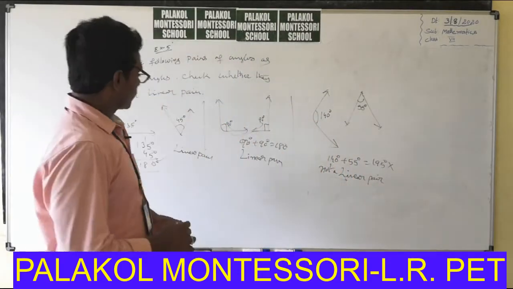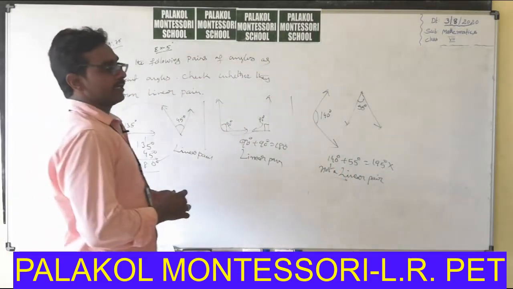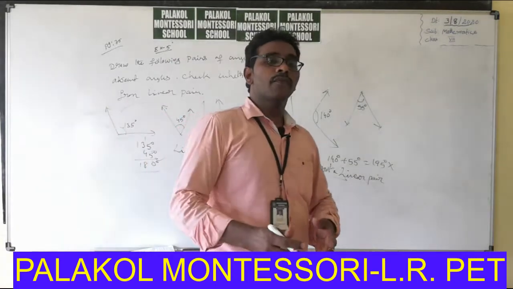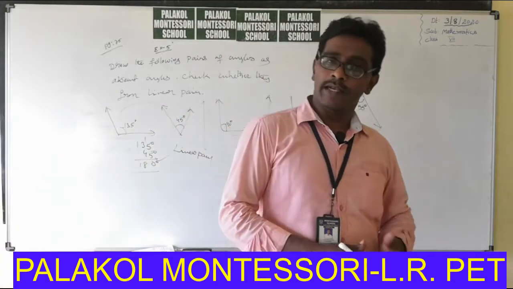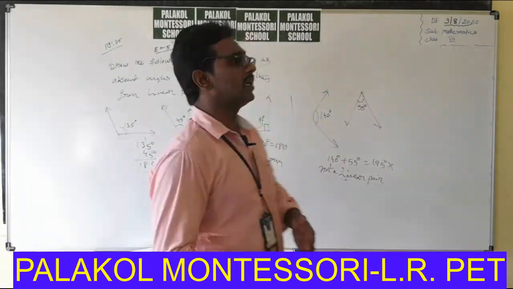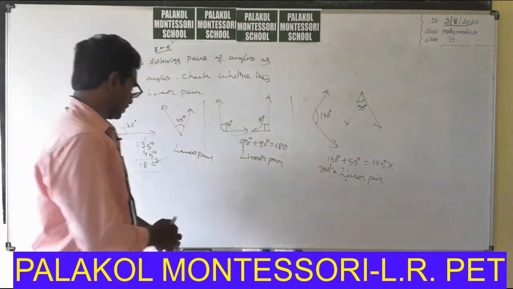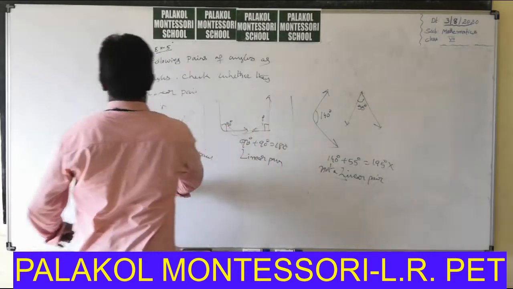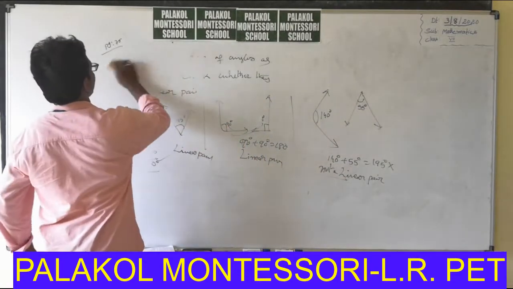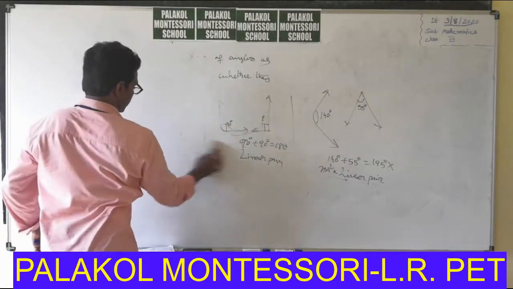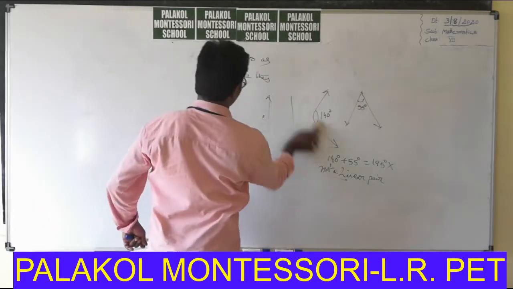Okay, guys. So angles that add up to 180 degrees are called supplementary angles. Supplementary angles definitely form a linear pair. Okay. Now next, exercise 5 is over. Now let's discuss exercise 6.